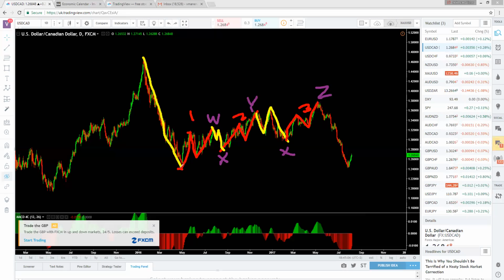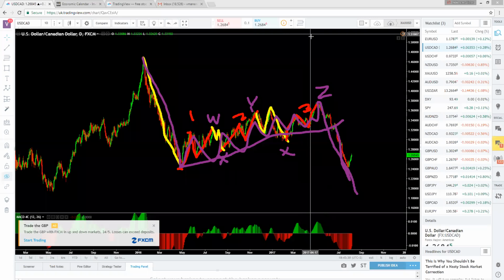So after that, when this is done, we expect the impulse to continue. We had this impulse corrected, and after it is finished with a Z, there's only one way, and that is the prevailing direction of the trend. So this is why we are short on US dollar CAD, and last week we were up about 1,200 pips.